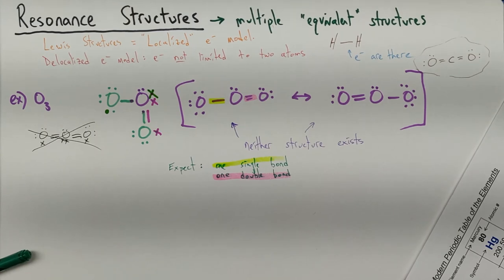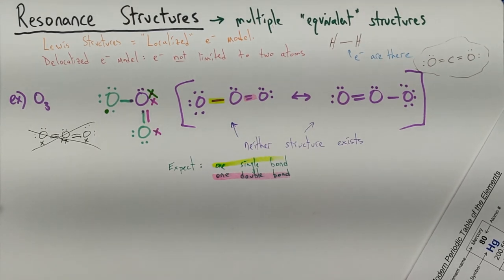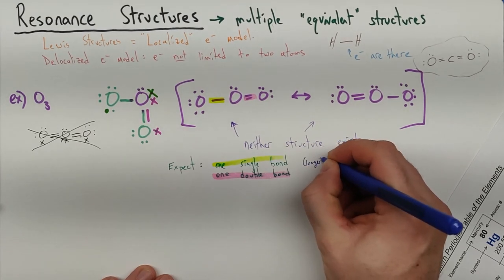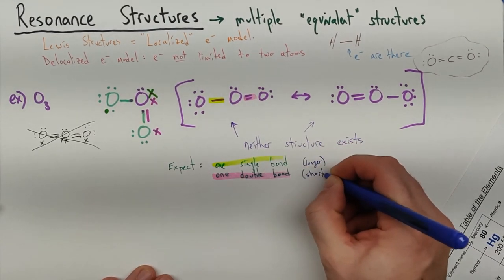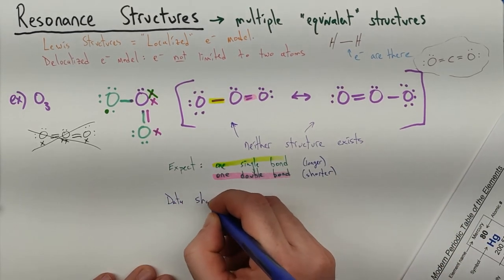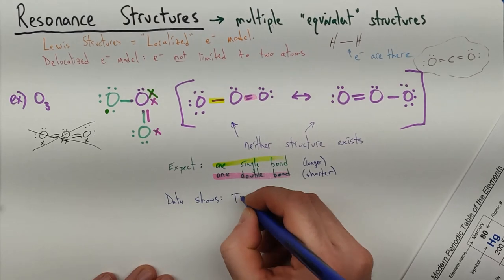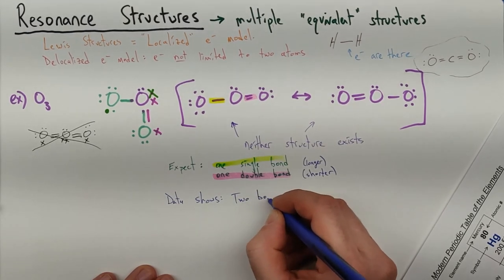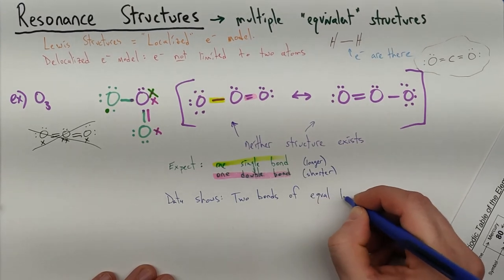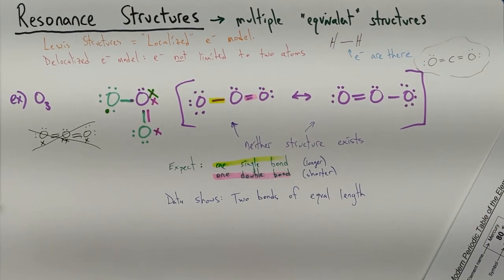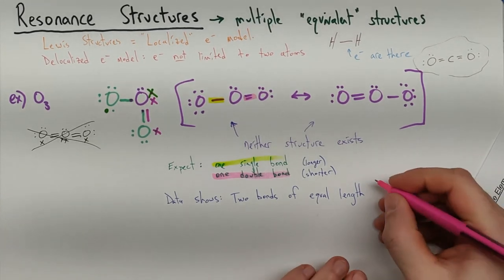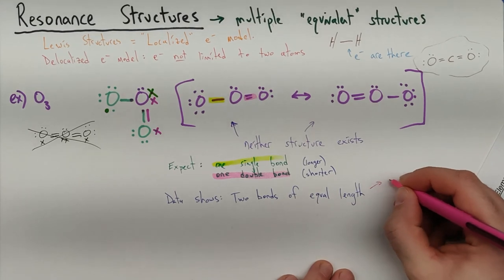In reality, the data shows that we have 2 bonds of equal length. So this one would be longer, shorter, all right? The data shows we have 2 bonds of equal length. And the reason that's doubly interesting is because it is not the length of a single bond, and it is not the length of a double bond.